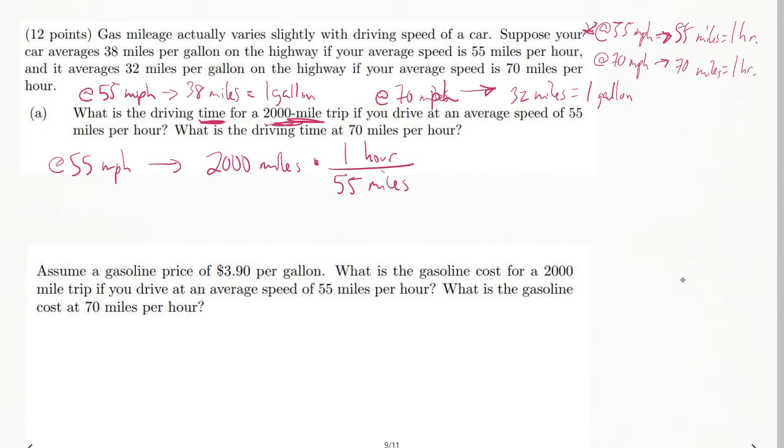up above. So notice our miles cancel, and so what we're left with is 2,000 divided by 55 hours. Right? And you can figure that out as our answer, so you just go ahead and plug and chug. And this is going to be approximately 36.36 hours.